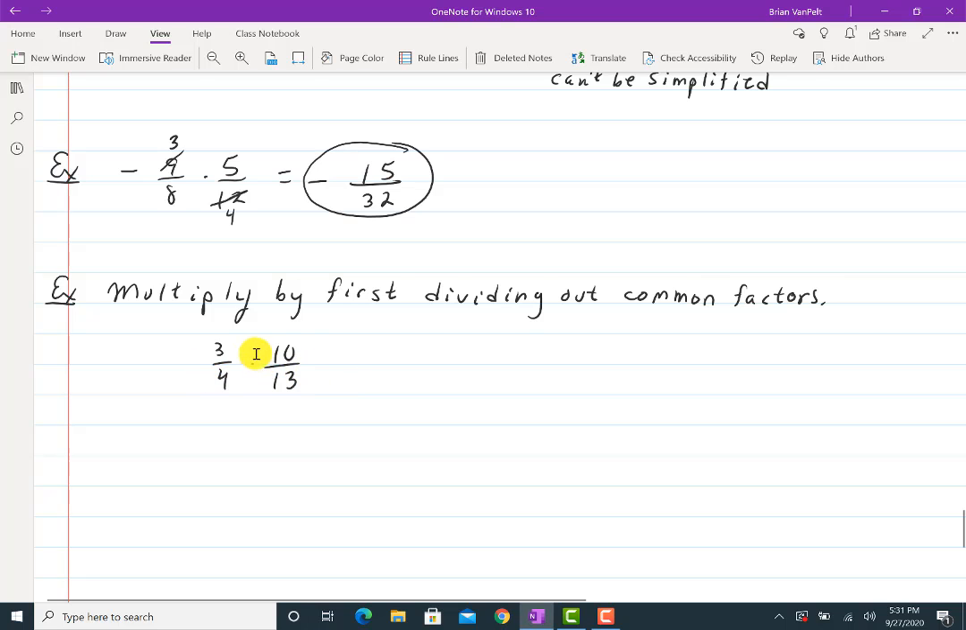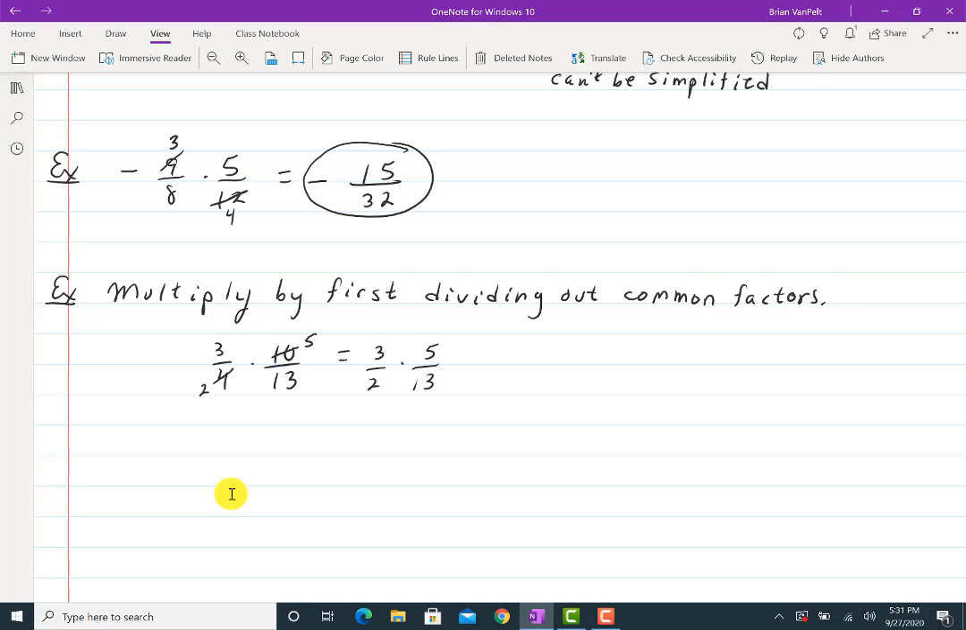Now I'll move on to my next numerator item, and that's a 10. When I look between the 10 and the 4, I can see that a 2 goes into both of them. So I can cancel out a 2 into the 10 and a 2 into the 4. And what that leaves me with is 3/2 times 5 over 13.